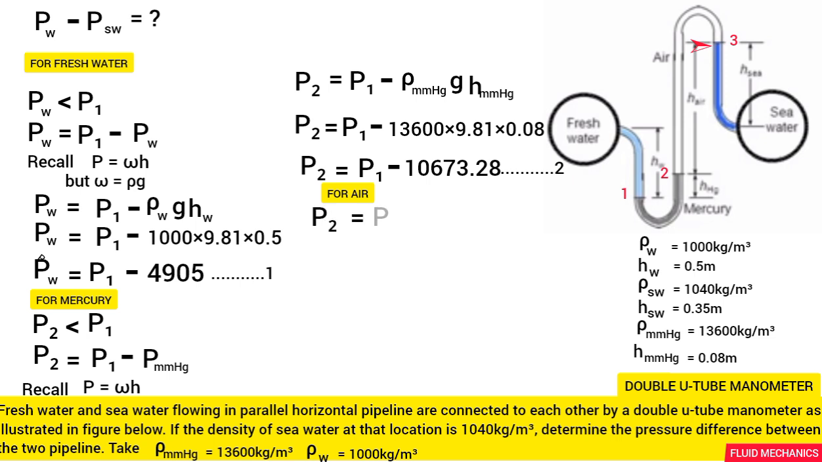The pressure at point 3, because between point 2 and 3 is where the air occupies. So we say that they are equal. So we'll go to the next one.